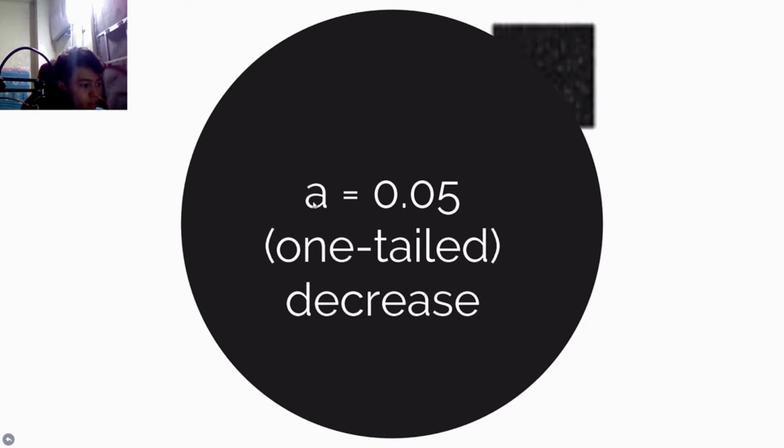So the alpha is 0.05, and it is one-tailed because it is a decrease. Now if you hear increase, decrease, higher or lower, it is one-tailed. But if there is nothing mentioned in the problem like that, then it is two-tailed.